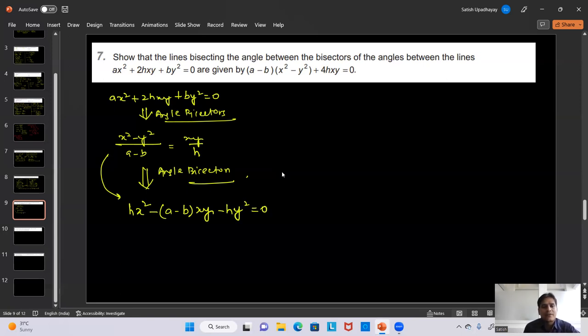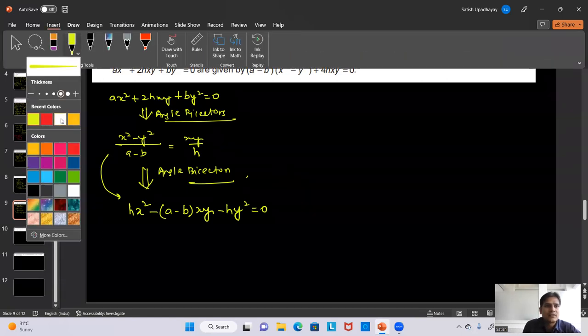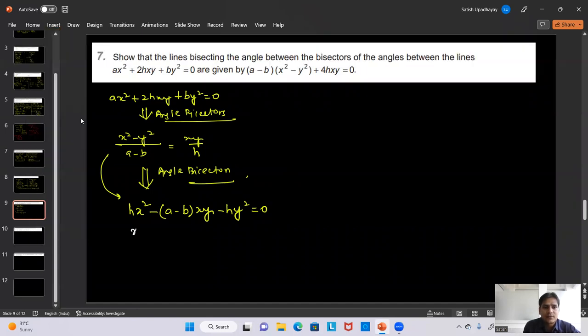Okay. Now I have to write the angle bisector for this. So the angle bisector for this will be, let me change the color of the pen, (x² − y²)/(a − b) where now a is h here and b is minus h, so minus h, and that will be equal to xy/h, right? So what is h here? It is minus of (a − b)/2.